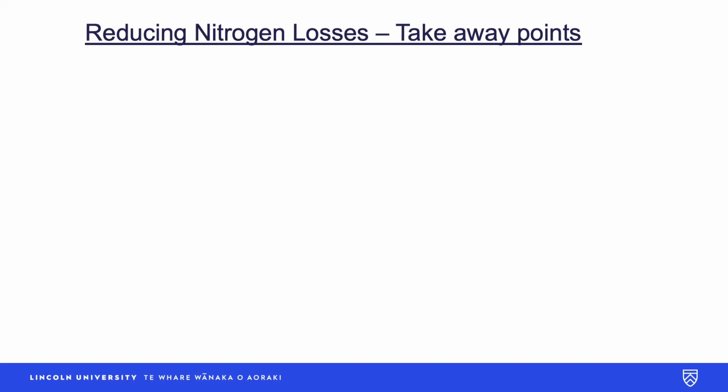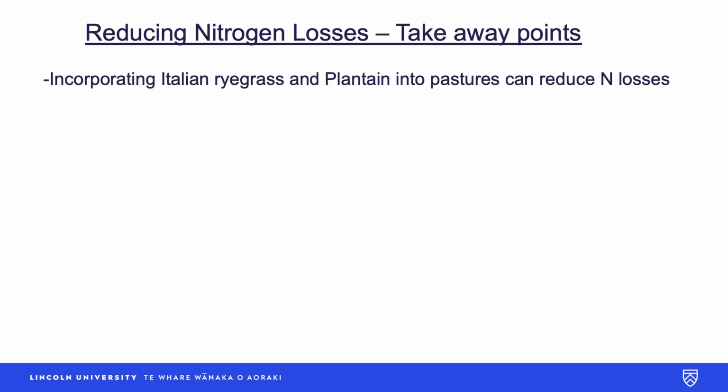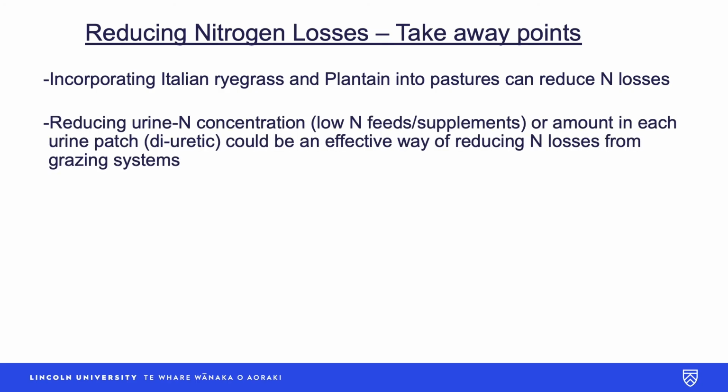So the main takeaway points from this: to reduce nitrogen losses, incorporating Italian ryegrass and plantain into pastures can reduce nitrogen losses. Reducing urine nitrogen concentration, so having low nitrogen feeds and supplements, or spreading the urine patches over a greater area, diuretic effect, can be a really effective way of reducing nitrogen losses from grazing systems. Winter active crops reduce nitrogen losses.